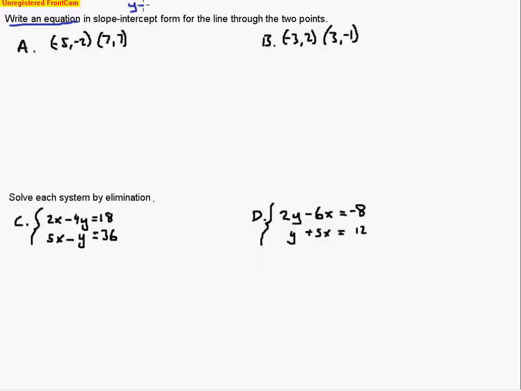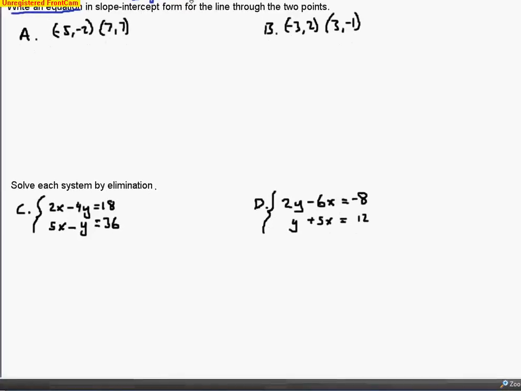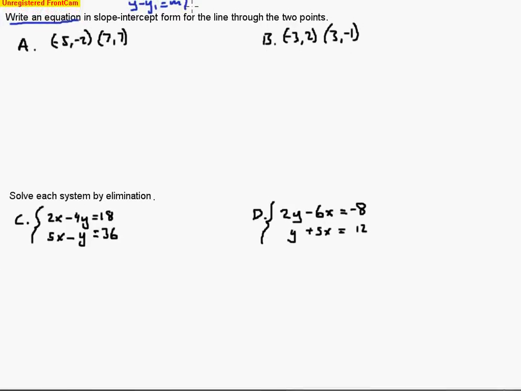formula, y minus y1 equals m times x minus x1. And so what we want is a point and the slope, but we don't have the slope, so we need to find the slope. So we also have to use this formula, y minus y1 over x minus x1. This gives us our slope.